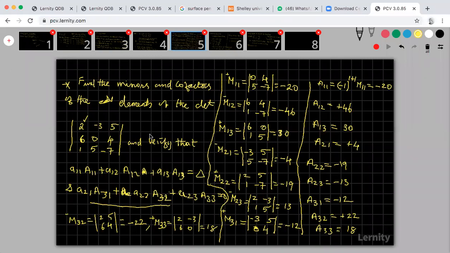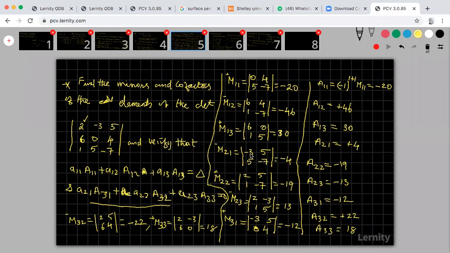Similarly, M13. What is my M13? Leave this column and this row. Take the 6, 0, 1, 5 and take the determinant. 6 fives are 30, minus 0, that is 30. And M21, this element, second row, first element. Leave this column and leave this row. Take minus 3, 5, 5, minus 7.